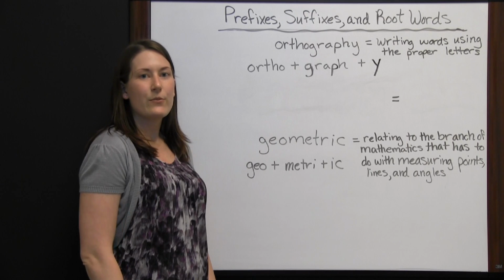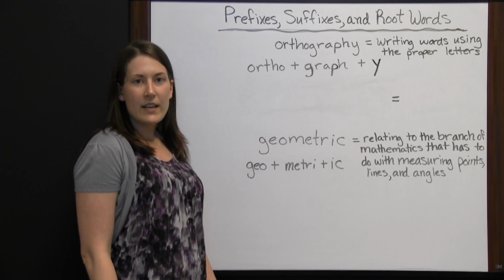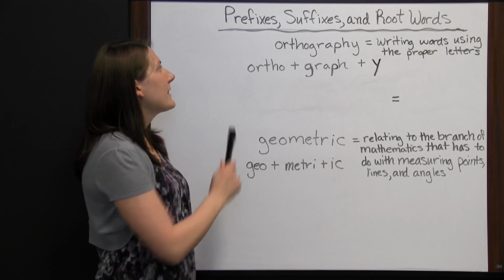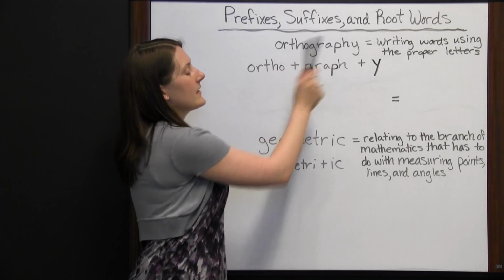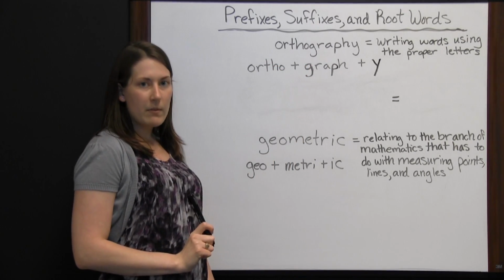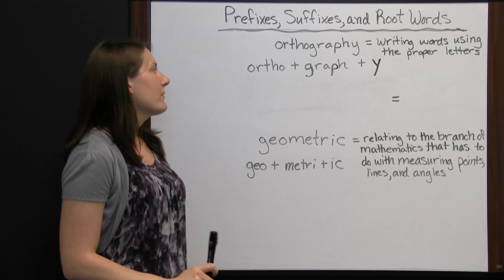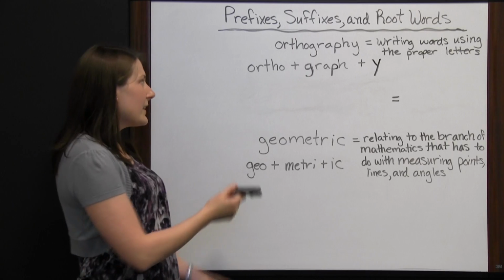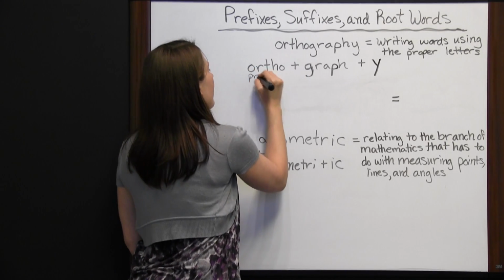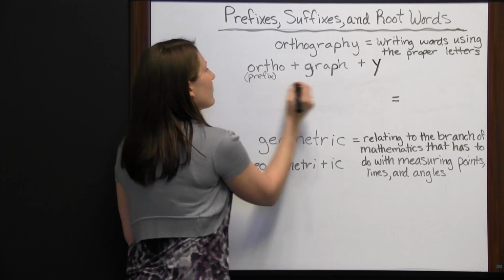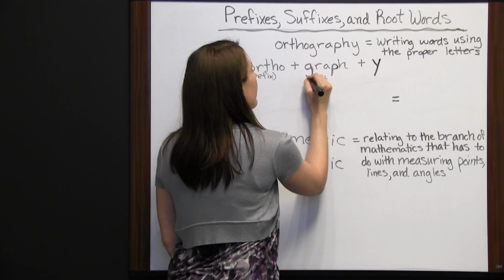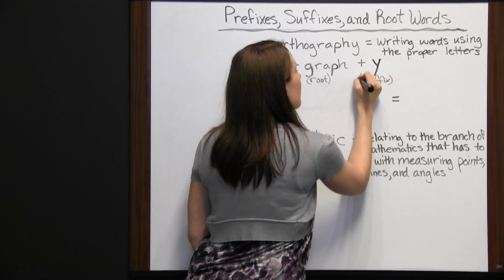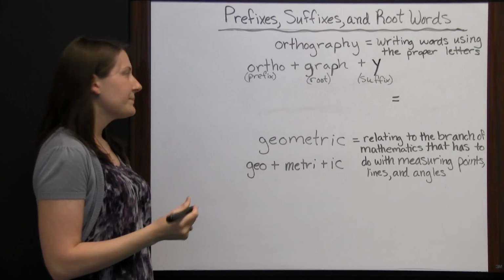Prefixes, suffixes, and root words. Have you ever been reading a book and come across a word that you've never seen before? Well, if you can break that word down into prefixes, suffixes, and root words, then you can probably figure out what the word means. For instance, orthography may be a word you've never seen before, but if we break it down into its prefix, ortho, its root word, graph, and its suffix, y, then we might be able to figure out what the word means.